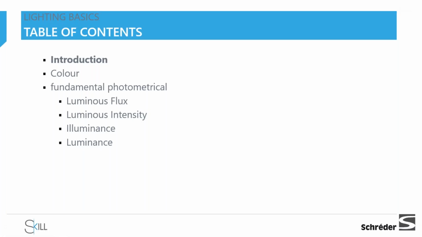In the next few slides, we will have a short introduction about lighting. Then we will be explaining the color terminologies. And we will also go through the four fundamental photometrical units, which are the luminous flux, luminous intensity, illuminance, and luminance.